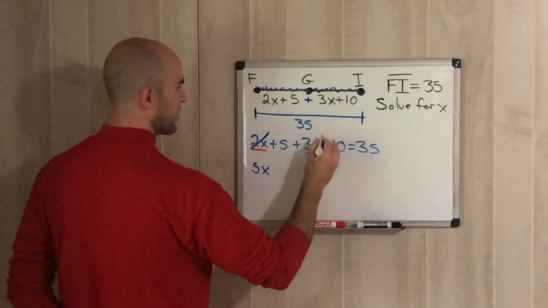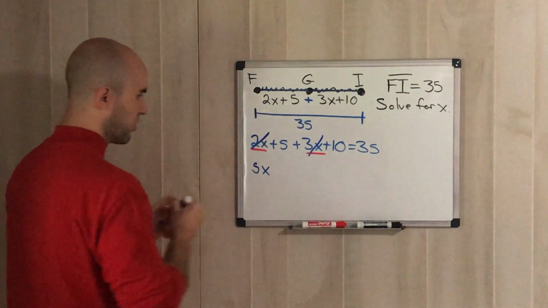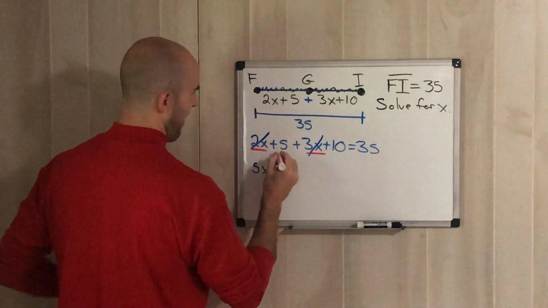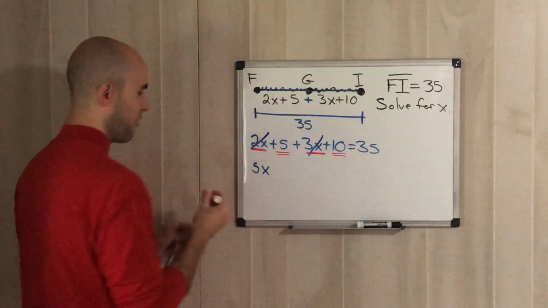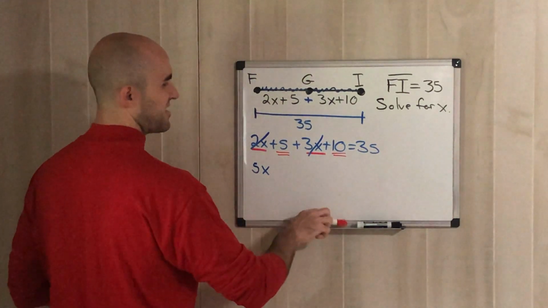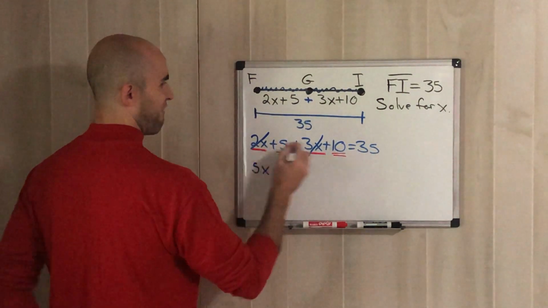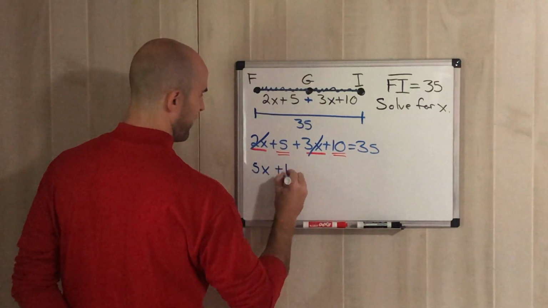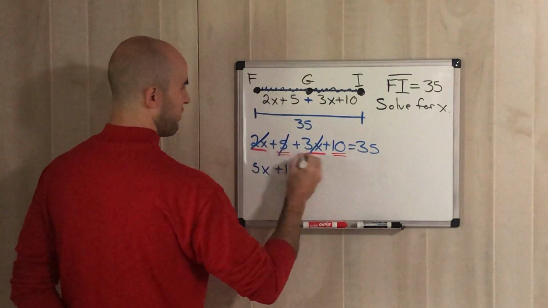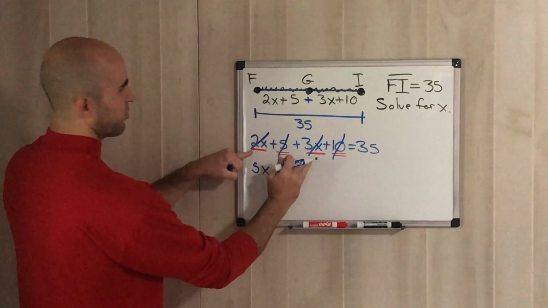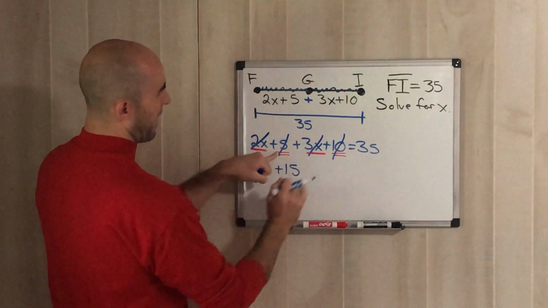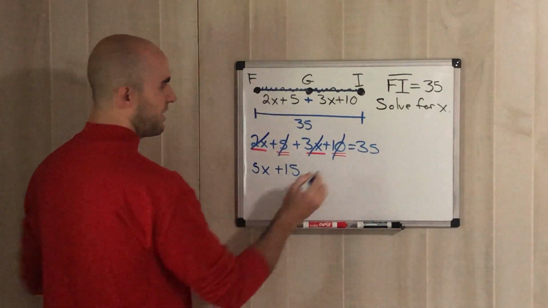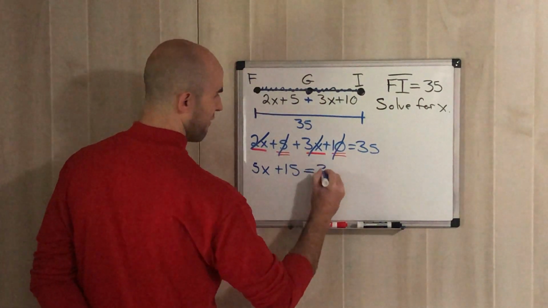So we're done with that. Now we can also combine the 5, because it has no variable, with the 10, because it has no variable. And always combine things on the same side, right? So 5 plus 10 gives us 15. So all we did was combine the x's together, 2x and 3x gave us 5x, and we combined 5 and 10, which gave us 15, equals 35.